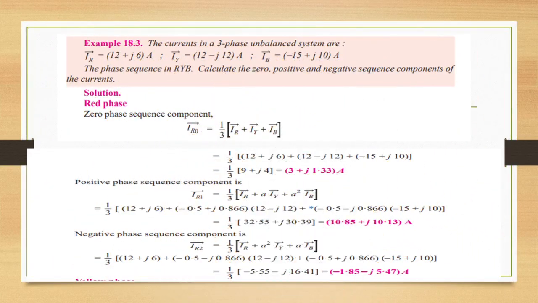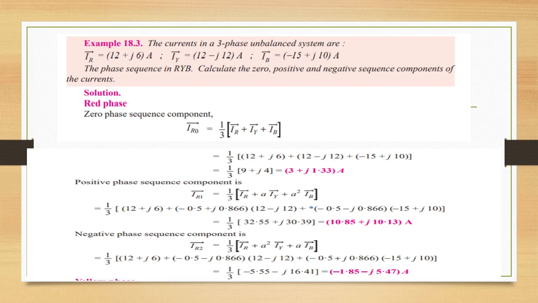Next numerical. Currents in a three-phase unbalanced system are IR is 12 plus J 6 amps, IY is 12 minus J 12 amps, IB is minus 15 plus J 10 amps. Phase sequence is RYB. Calculate zero, positive and negative sequence components of currents.